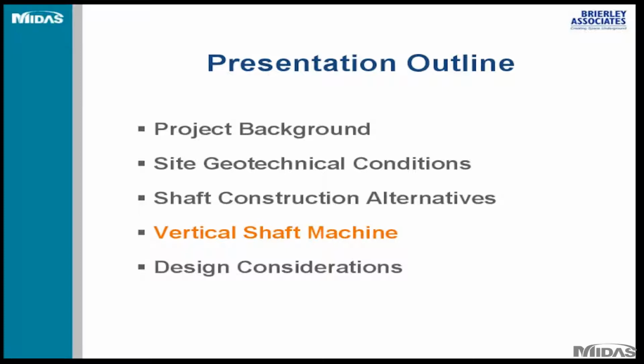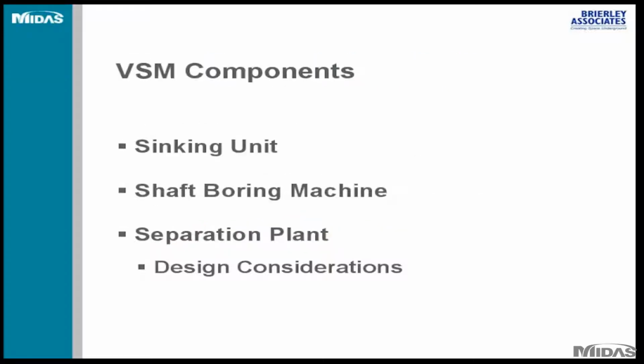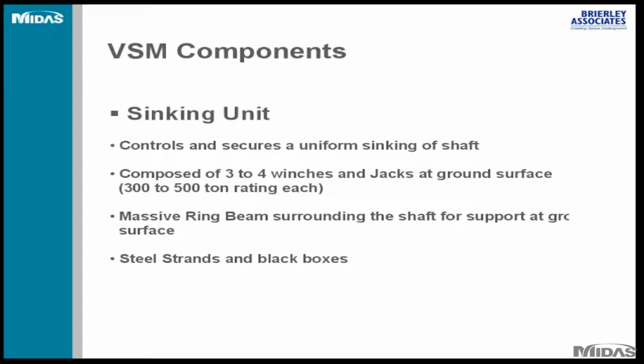Next, I'm going to describe the vertical shaft machine and the different components of the machine. The machine basically has 3 main components. It has a sinking unit, a shaft boring machine unit, and a separation plant. For the separation plant, you need this if you are working in the wet. Because as I said, this machine you can use in the dry or in the wet, so you can excavate in both modes.